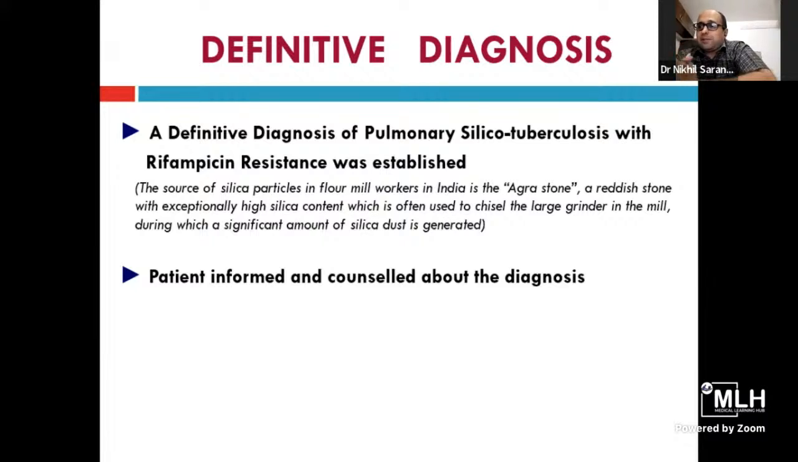So all this while the patient has been treated empirically, and you have a definitive diagnosis now of pulmonary silico-tuberculosis with rifampicin resistance. So how did silicosis come in this patient? Ultimately, for all those who work in a grinding or chakki mill, the source of silica particles in the flour mill workers is the Agra stone. It is a reddish stone which has a very high silica content and is used to chisel the large grinder in the mill. During this procedure, a significant amount of silica dust is generated. And remember, I told you the patient has been working for more than 30 years, probably not wearing a mask. So that is why he has been exposed to this. The patient has been informed and counseled about the diagnosis. Next.